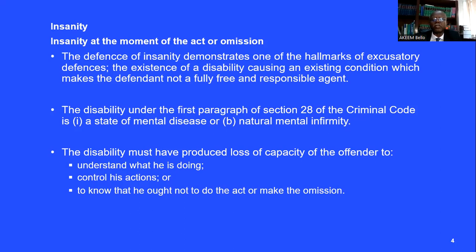The disability must have produced loss of capacity of the offender to understand what he is doing, to control his action, or to know that he ought not to do the act or make the omission. Again, in the course of this lecture, we'll closely examine the effect of the disability, because it is one thing to establish the disability. The second thing is to establish the effect of the disability. The disability must have resulted in a loss of capacity of the offender to do any of the three things set out. Number one, to understand what he's doing. Number two, to control his actions. Or number three, to know that he ought not to do the act or make the omission.